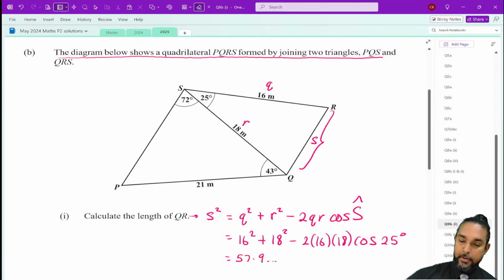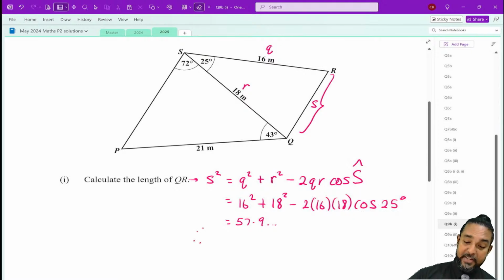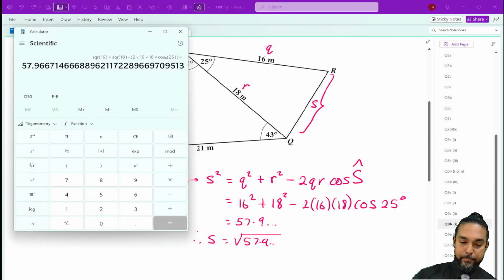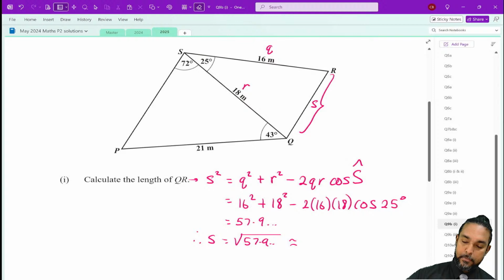57.9... So therefore, if that's s squared, to find s, we have to find the square root of that. So you keep the value in your calculator and you simply find the square root of the item. So 7.61 approximately, right? 7.61 meters, correct to 3 significant figures, right?